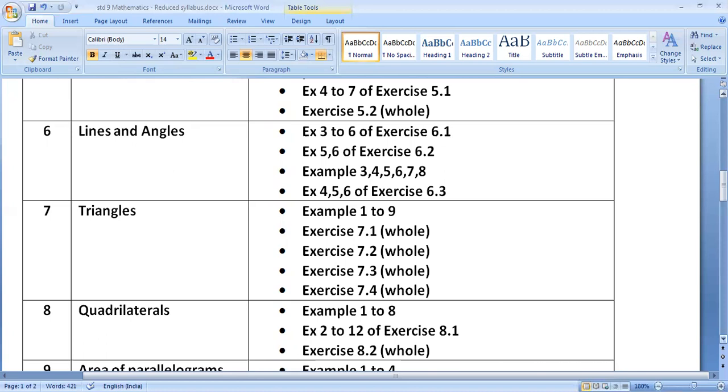On page number 113, example 1 is excluded. You can see examples 1 to 9 all are excluded. I will tell you page by page. On 114, example 2 is excluded.